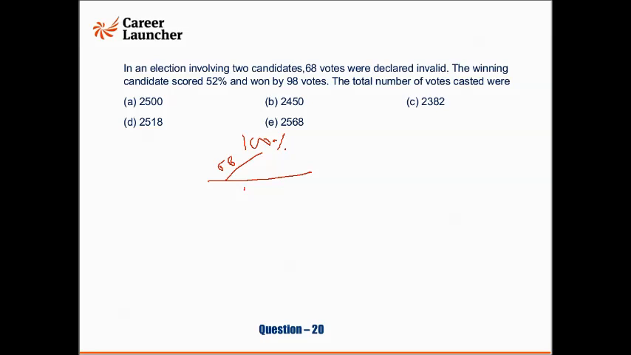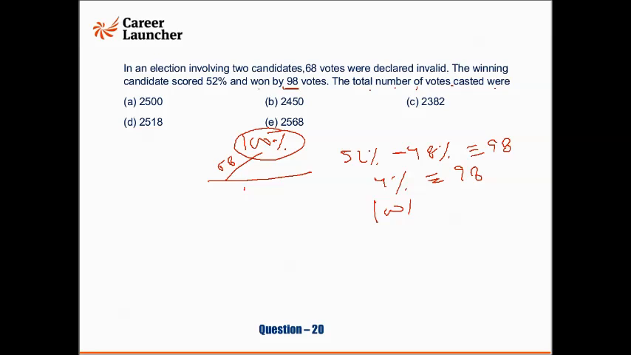But here the winning candidate has won by 98 votes. That means 52% minus 48%, that is equivalent to 98. Okay. So that is 4% is equivalent to 98, correct? So you have to calculate the total number of votes casted. Initially it was 100%. So you have to calculate the 100% value. This is 4% multiplied by 25, right? So you multiply the 98 by 25, you will get 2450 as your answer. Okay.